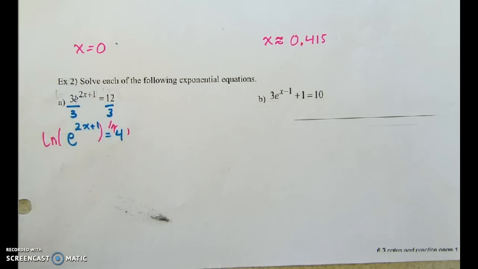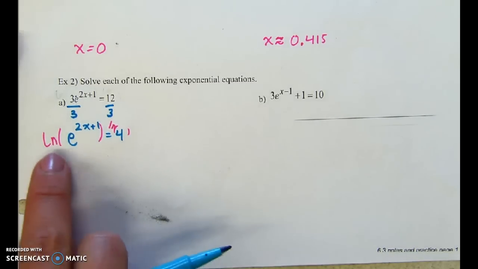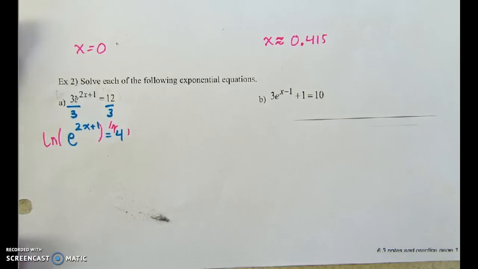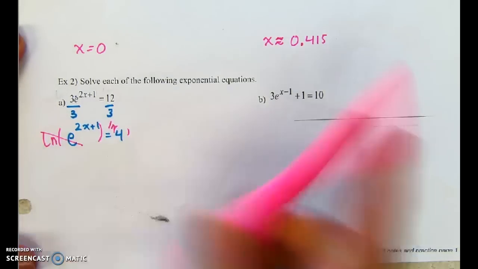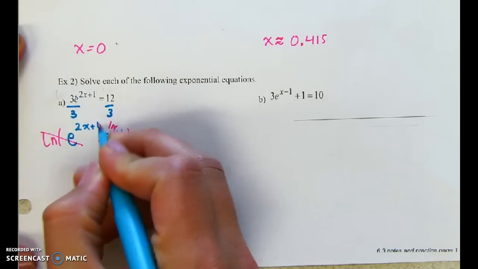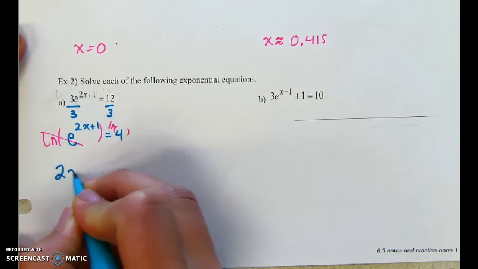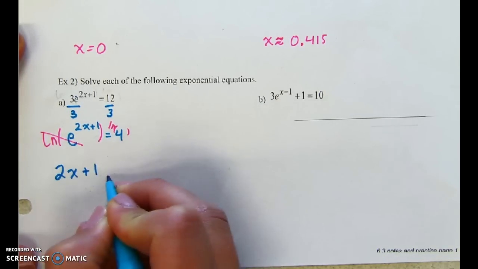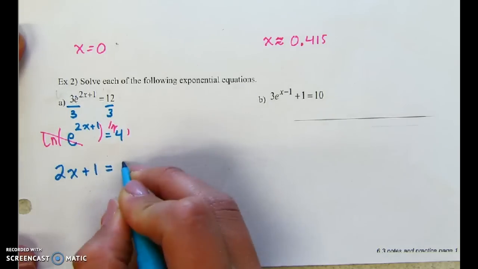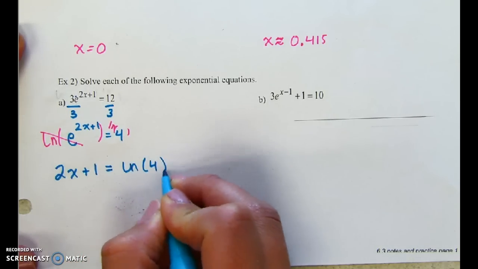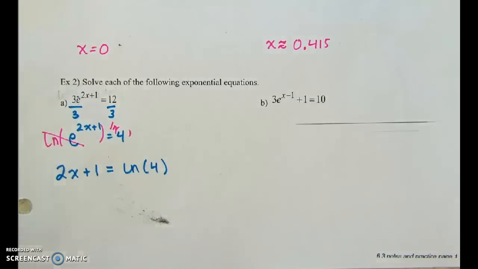When you take the natural log of an E, do you see how they're touching now? Then you go hi-ya karate chop, and the exponent, all of it, 2x plus 1, is now on the ground with the ln of 4. So there's no more exponents. Ow. I just hit myself.